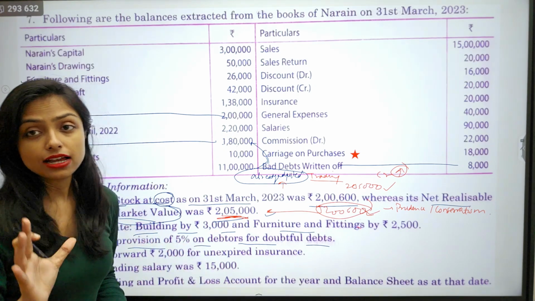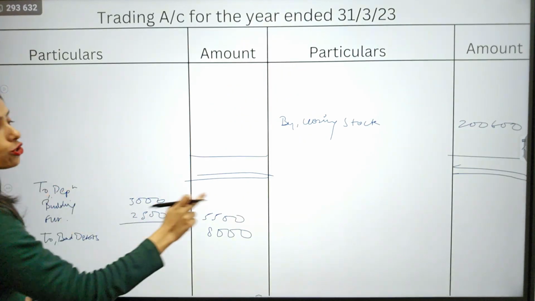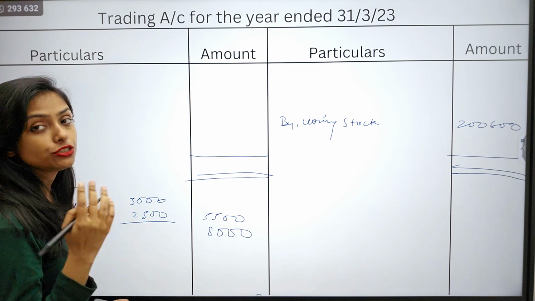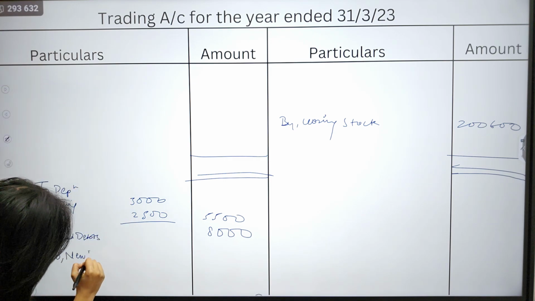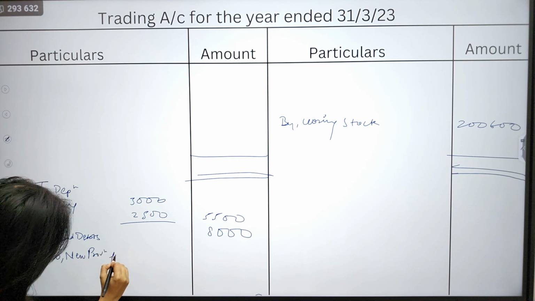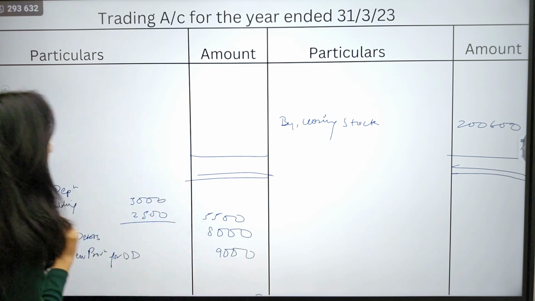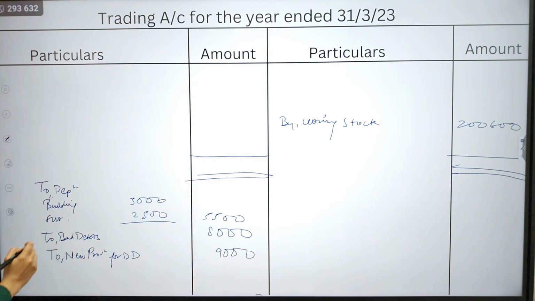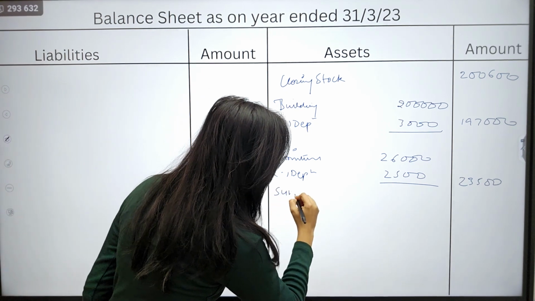This becomes 9,000 rupees. I don't have any old provision to cancel off on this side, so I will just create a new provision now. To new provision for doubtful debts, I have to create 9,000 rupees provision. This is the first place I adjust it in.